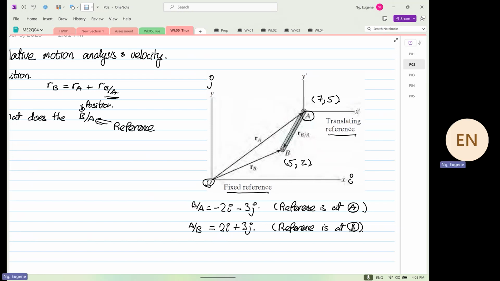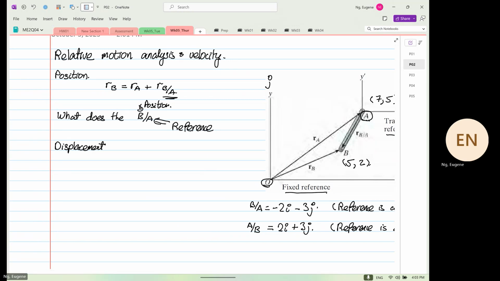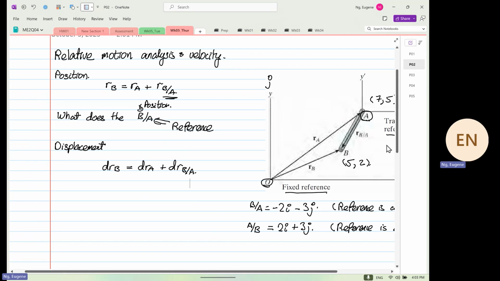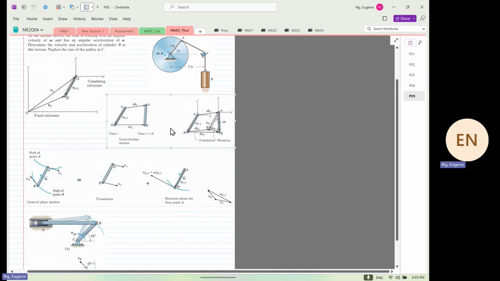So now in terms of displacement, what we have is going to be equal to dRB is equal to dRA plus dRB over A. Okay. So why does it look like this? Okay. So the next figure that I'm going to use is this figure over here.